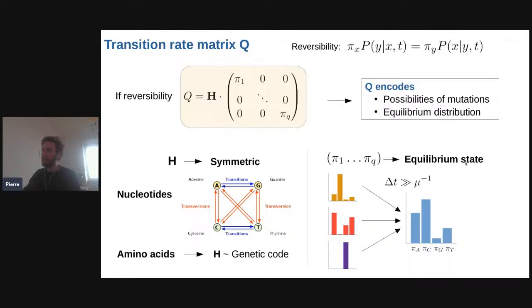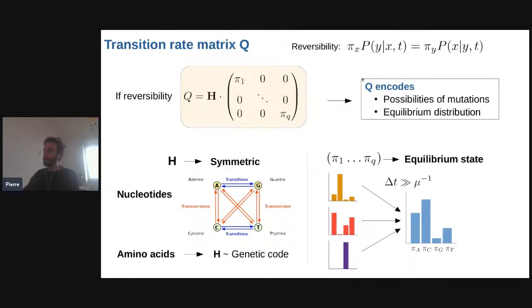This pi matrix encodes the equilibrium states of the Markov chain, meaning that at long time, if you start from any given sequence and you let your evolutionary model run for a long time, you will converge to a distribution over states that follows this P1 to PQ. So for nucleotides, it would be like this, and for amino acids, you would have some distribution over amino acids at infinity. So this is the long-term state of the chain.